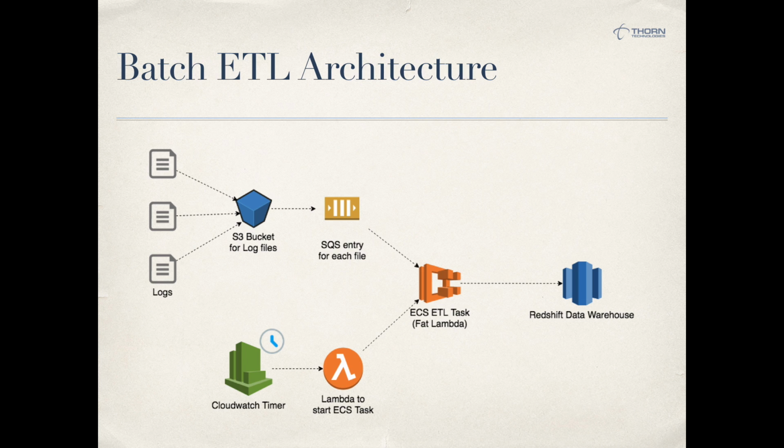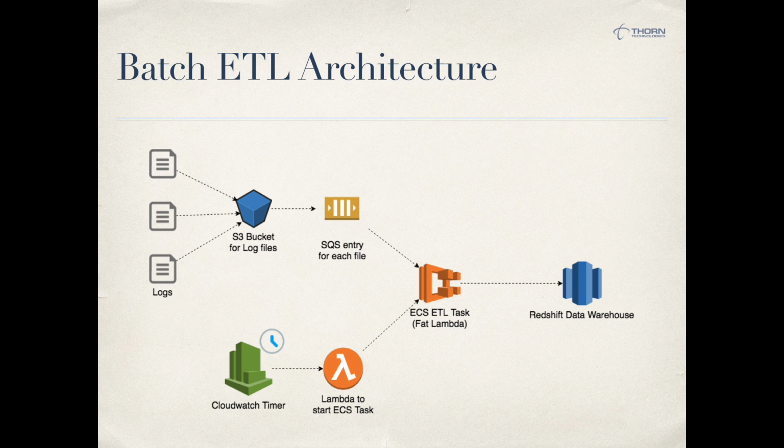Then they would just get queued up inside of there, so we'd have as many files as we needed in there. And there's a CloudWatch event happening here that just sets off an event every 1 minute to fire this Lambda. And all this Lambda does is it checks if the ECS task is running or not. And if it's not running, then it'll start the ECS task.